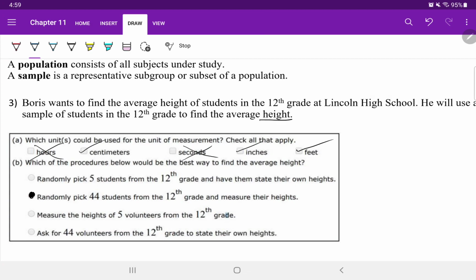Now, remember what I said before. We don't want to use volunteers. So we're eliminating the third one and the fourth one. So we're left with the first and second one. You're going to pick 5 students from the 12th grade, and you're going to have them state their own heights. If they state their own heights, there's a possibility they can lie.